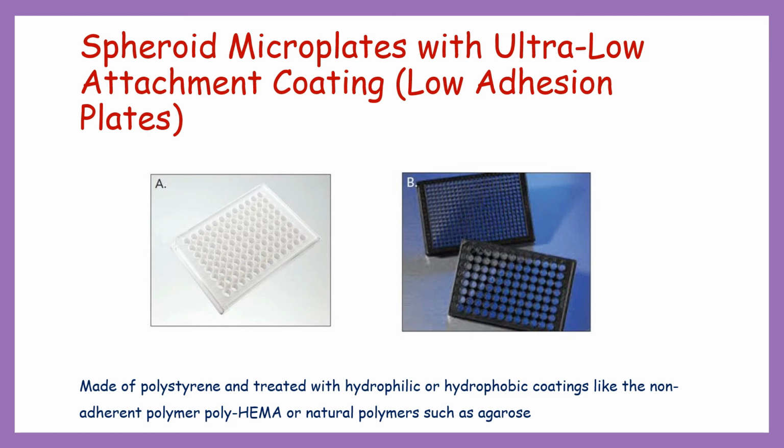Low adhesion plates are often made of polystyrene and treated with hydrophilic or hydrophobic coatings like the non-adherent polymer poly-HEMA or natural polymers such as agarose. The coating reduces the attachment of cells to the point that they preferably aggregate with each other to form spheroids. Because of their larger volume, low adhesion plates are well suited for multicellular culture and are frequently used for studies in tumor cells.